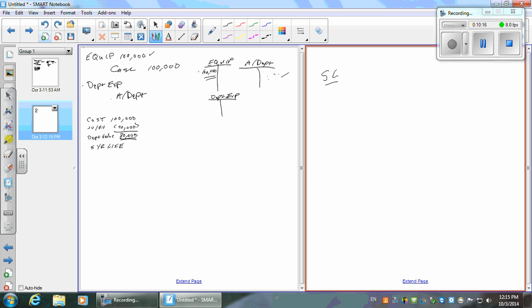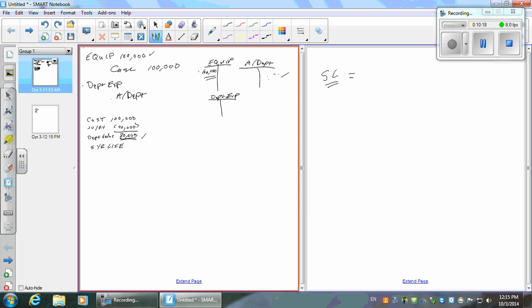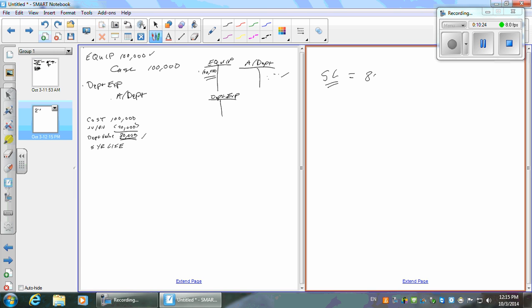If I'm going to use straight line, 5-year life, what will I do, guys? Straight line will be 80, which is the depreciable value. Don't take the 100 or you'll depreciate the 20 salvage value, right? Just take the 80 and divide it by 5 years. And each year I will have depreciation expense of how much? What's 80 divided by 5?